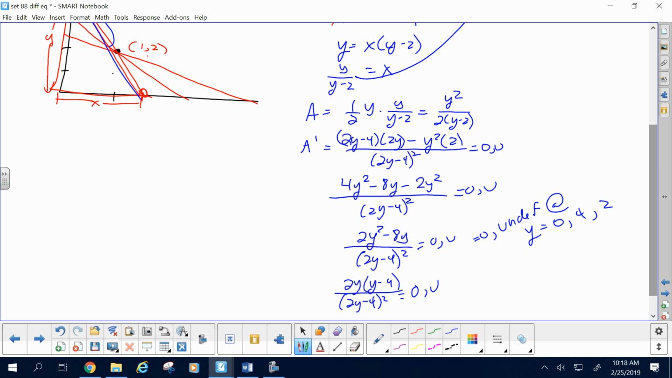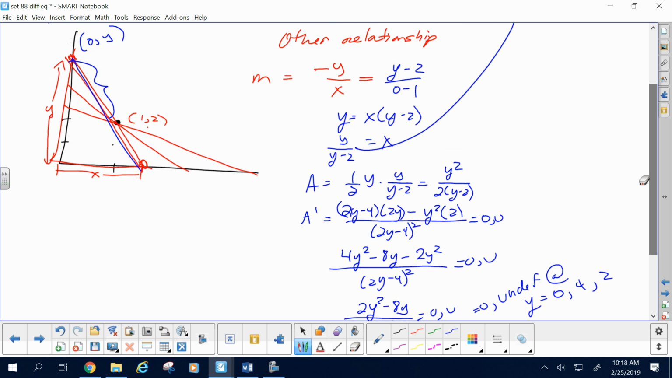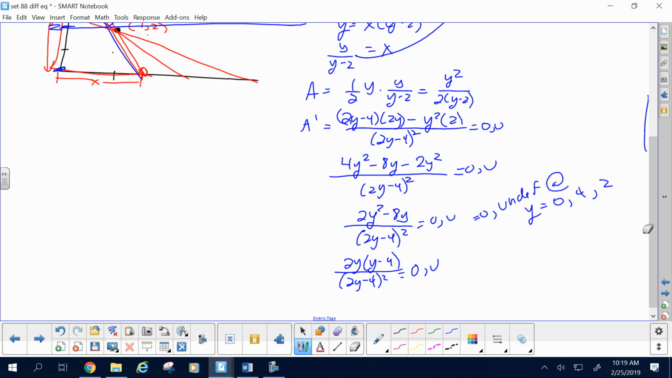So I have three critical numbers: 0, 4, and 2. In terms of what this can be though, y cannot be 0 because then there's no triangle there. y can't be 2 because again, there's no triangle. So y must be 4, it's the critical number. You can prove it's a max area.